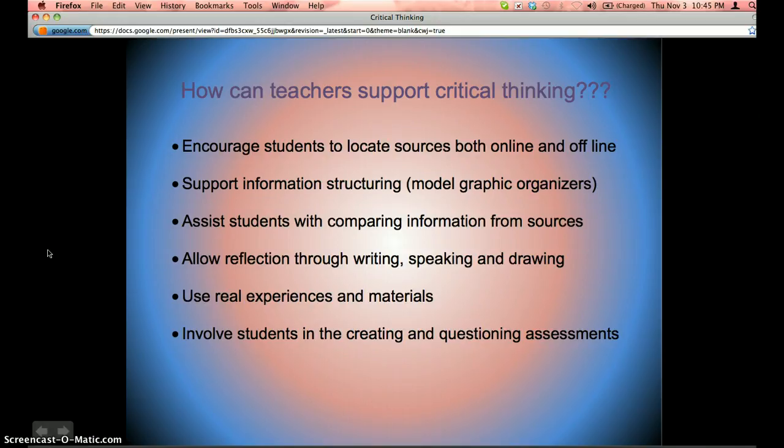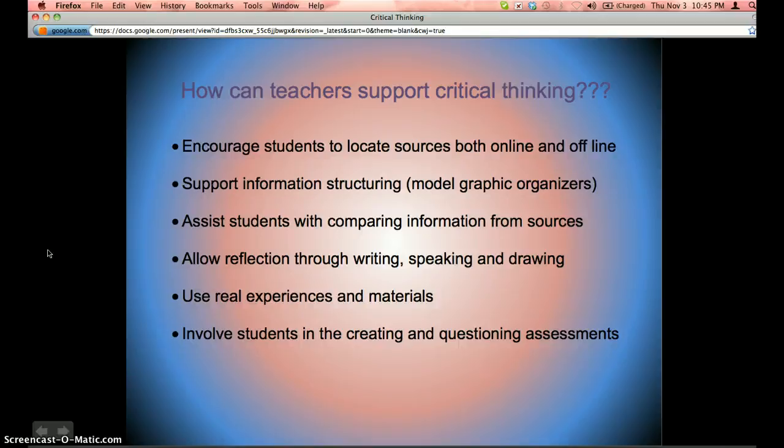How can teachers support critical thinking? Teachers can encourage students to locate sources both online and offline. Teachers should support information structuring by modeling graphic organizers, for example. They should also assist students when trying to compare their information from their various sources.